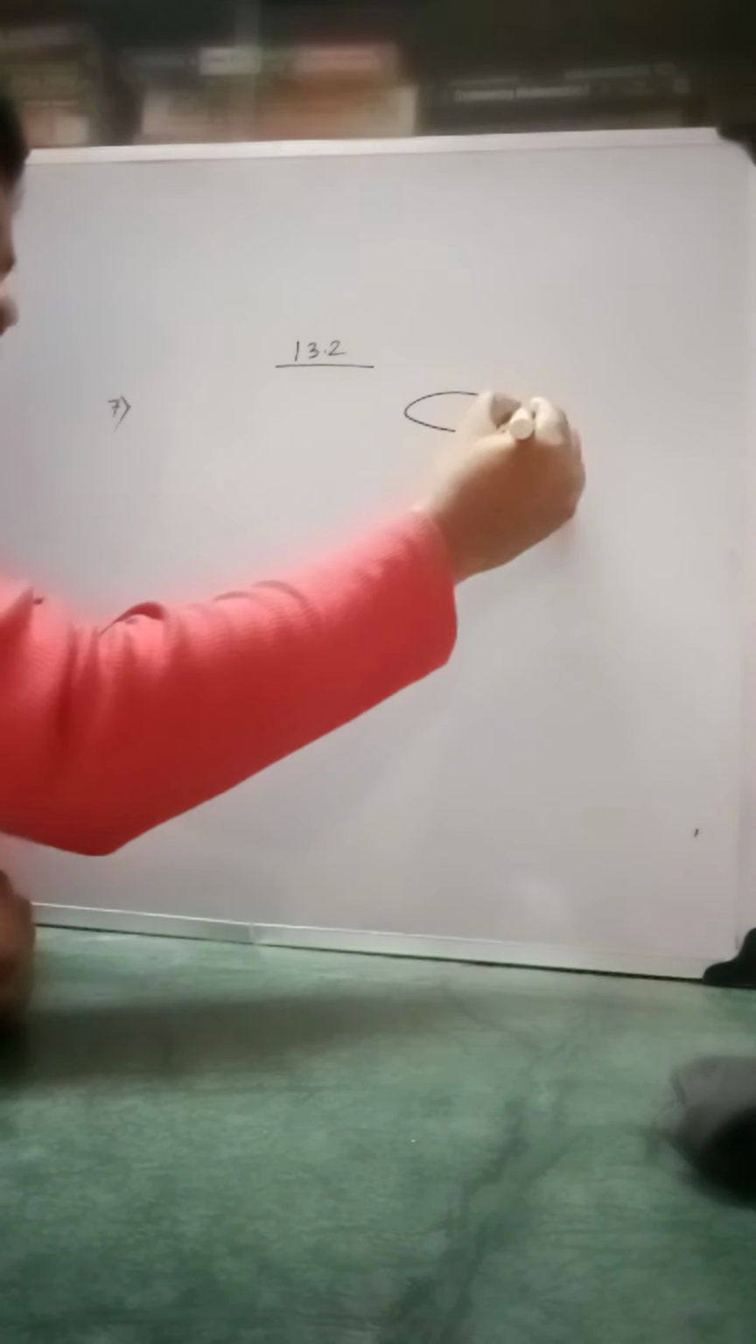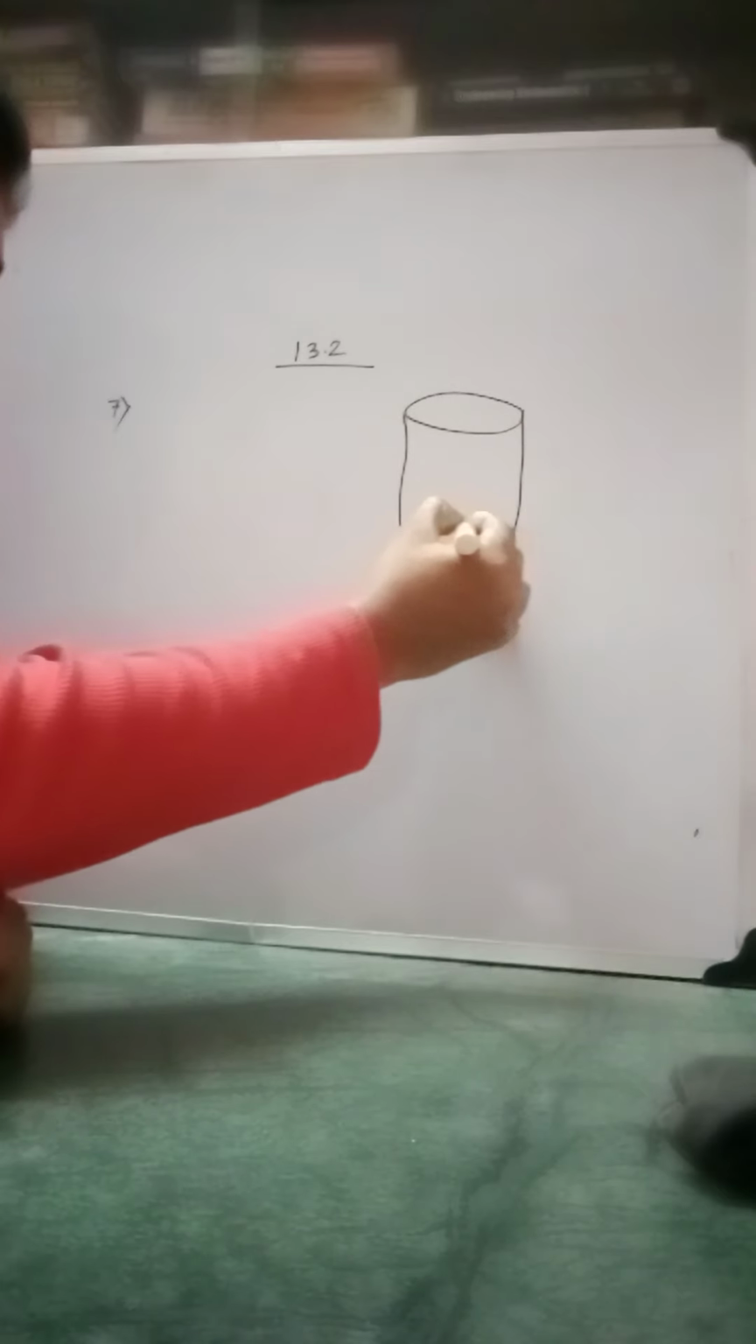It is given the inner diameter of a circular well is 3.5 meter. Its depth is 10 meter. Find its inner curved surface area, and number 2 is the cost of plastering this curved surface area at the rate rupees 40 per meter square. So first of all I am trying to draw the figure roughly.